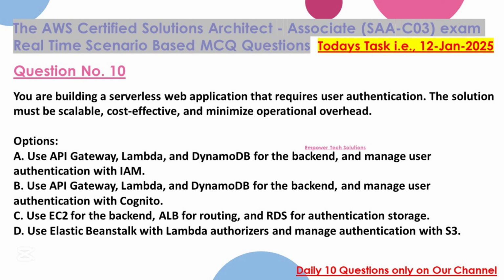You are building a serverless web application that requires user authentication. The solution must be scalable, cost-effective, and minimize operational overhead. Options: A. Use API Gateway, Lambda, and DynamoDB for the backend, and manage user authentication with IAM. B. Use API Gateway, Lambda, and DynamoDB for the backend, and manage user authentication with Cognito. C. Use EC2 for the backend, ALB for routing, and RDS for authentication storage. D. Use Elastic Beanstalk with Lambda authorizers, and manage authentication with S3.